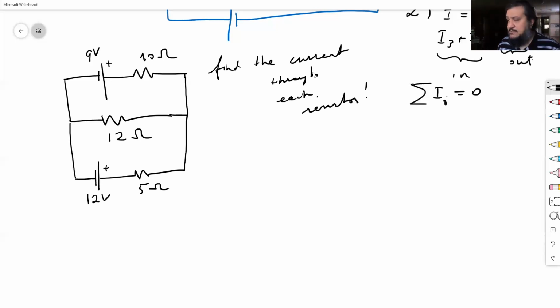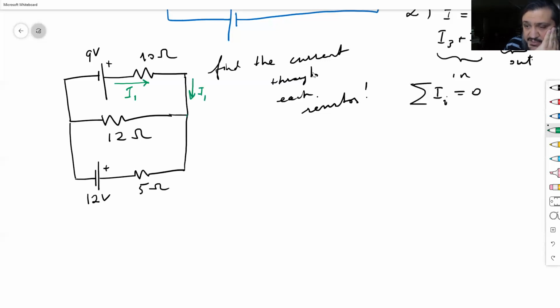Okay, so here's what I'm going to do. I'm going to assume directions for these currents. If I'm wrong in my assumption, I will end up with negative numbers. I can always fix them, so no big deal, okay? So meaning this, there will be a current here through the 10 ohm resistor, which I'm going to call I1. So this I1 is the current that goes down here.